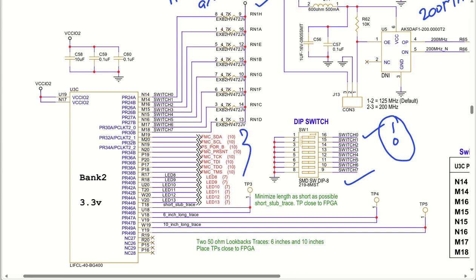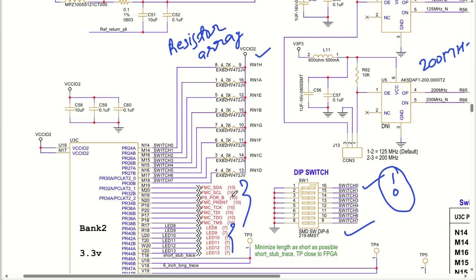Then for other parts, we have the FMC connector, that is the FPGA mezzanine connector. So we have TCK, TDI, TDO, and all these lines are there. And we have power on reset as well. Then there are LEDs that have been used, and they are also interfaced here, like LED 8, 9, 10, 11, 12, and 13. Now you can see we have two 50 ohm loopback traces, 6-inch and 10-inch, which have to be placed close to the FPGA. So these are the two 50 ohm loopback lines. If you want, you can utilize them as well.